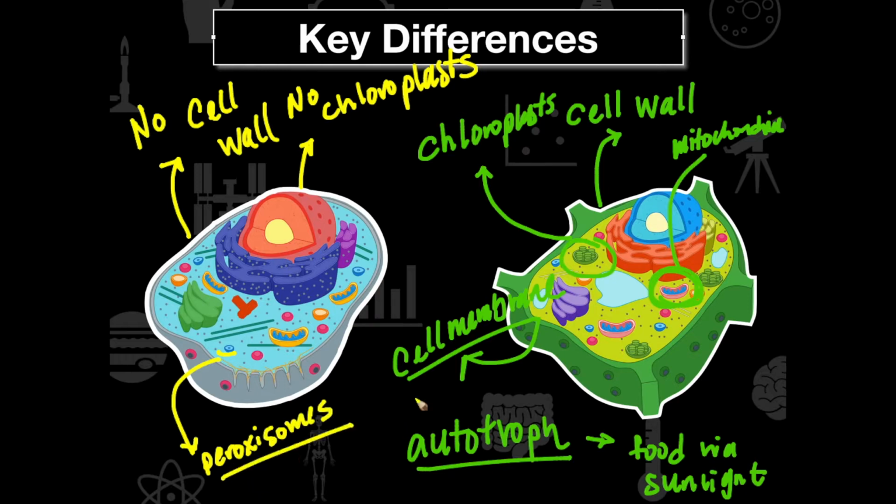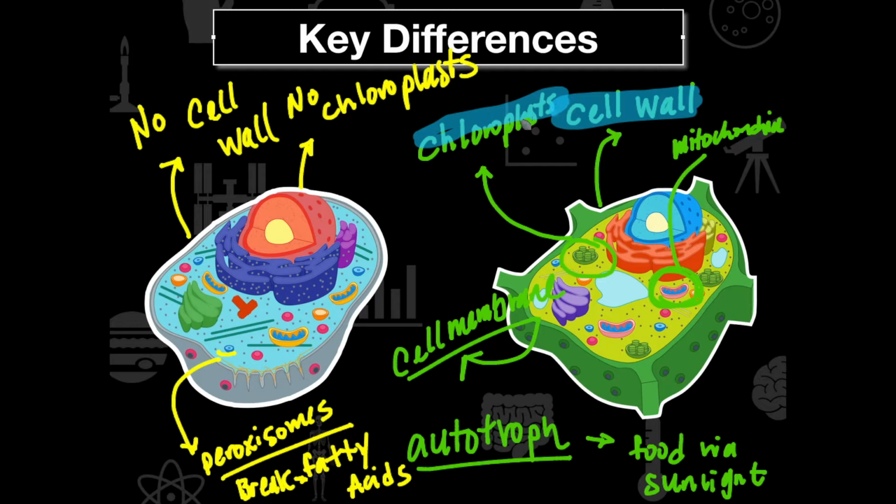And peroxisomes' entire function is to break down fatty acids. So it's going through and it's breaking down fatty acids. And we don't generally see these when we're going through and looking at plant cells. But the big difference that we see between these is we have a cell wall on this plant cell. We have chloroplasts here that an animal cell does not. Remember, we still have mitochondria though in both cells, and we still have a cell membrane, but we are going through and missing these components.